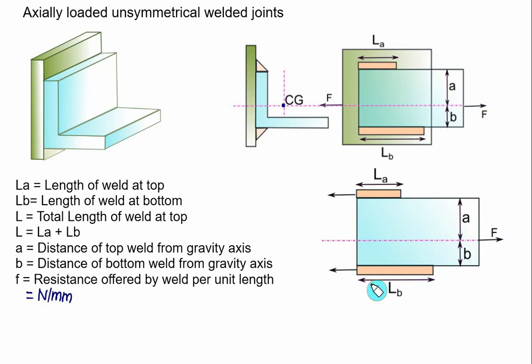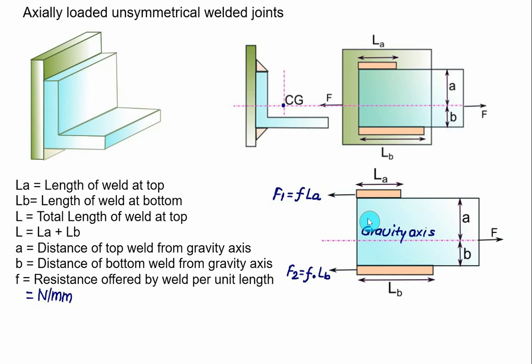So we'll develop the FBD here. In this case, the dotted line represents the gravity axis through which the external force F is passing. If F is the resistance offered by the weld per unit length, then the top weld carries a load equal to F1, and this value of F1 is F, in Newton per mm, multiplied by LA in mm. So the total force is F multiplied by LA. And at the bottom, the length of the weld is LB, so this will offer a resistance F2, equal to the same resistance F per unit length, with corresponding length LB.